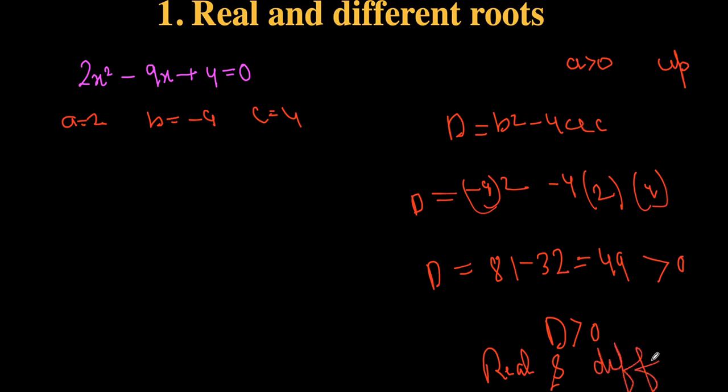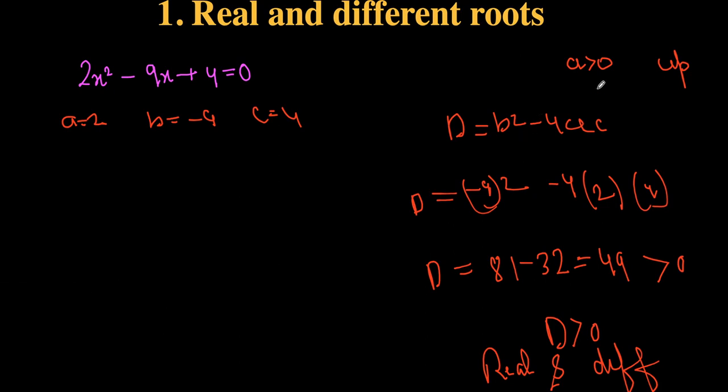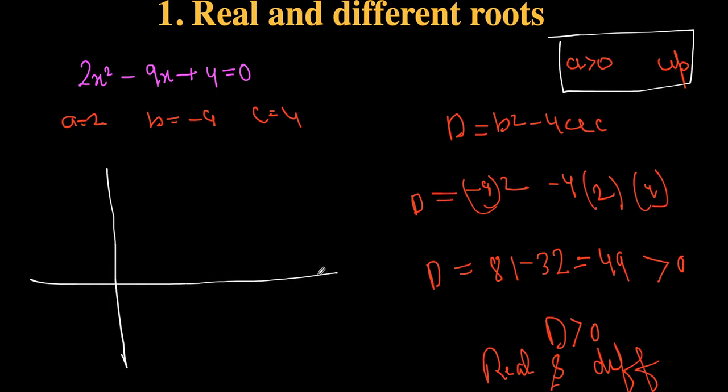Okay, now what does it mean graphically? We know that my graph will be upward. That is the first thing. The graph of this equation will be upward because a is greater than 0. So if this is your y-axis and this is your x-axis, your graph will be upward. Okay, now it is real and different roots. What does that mean on the graph?